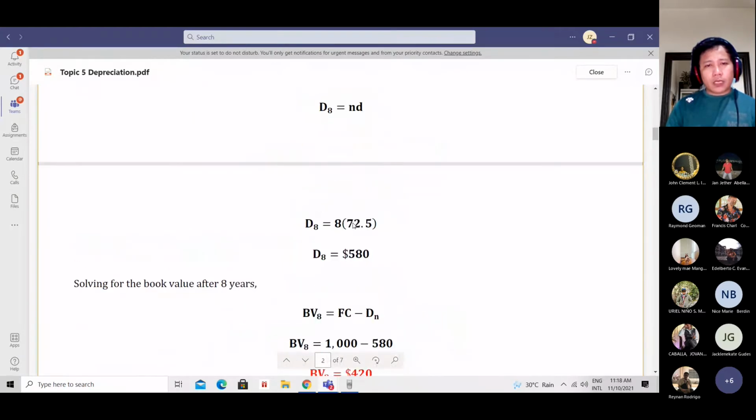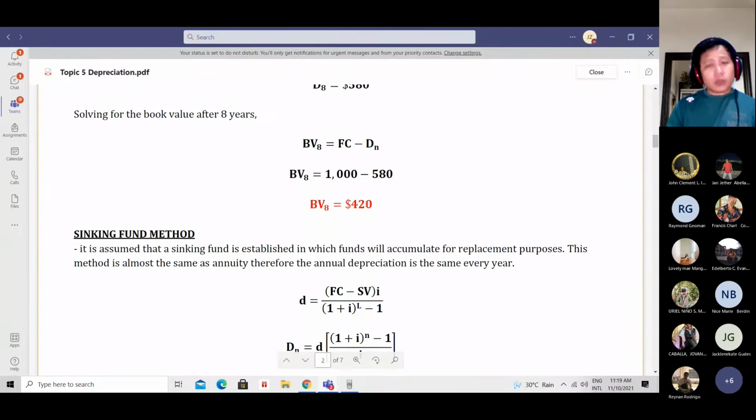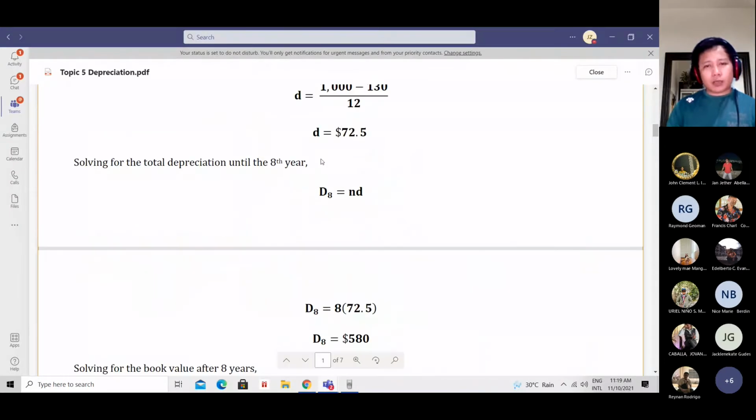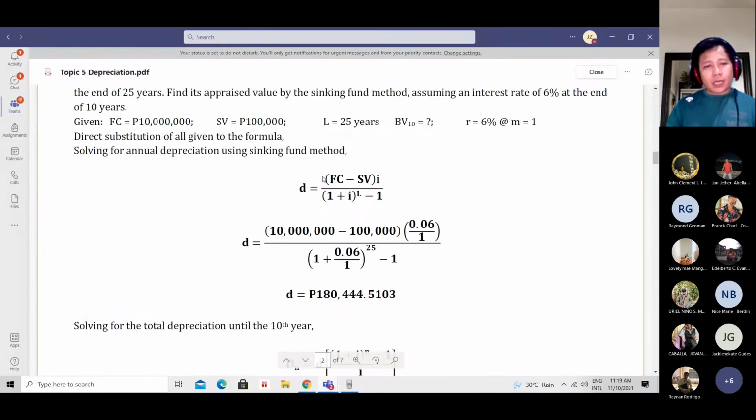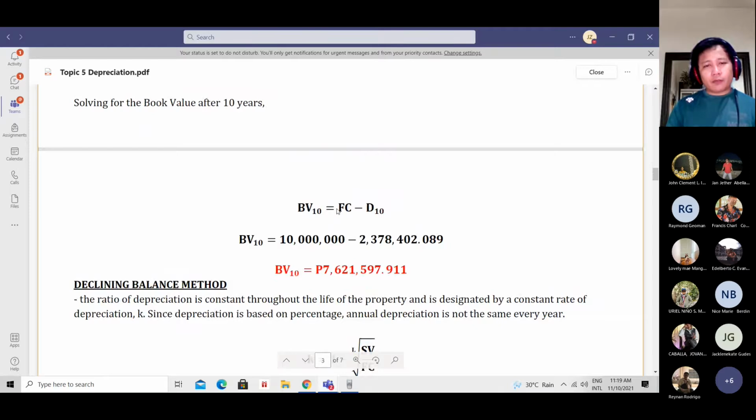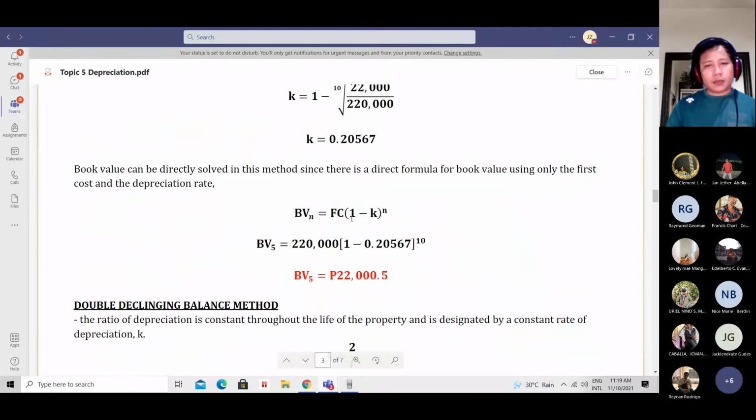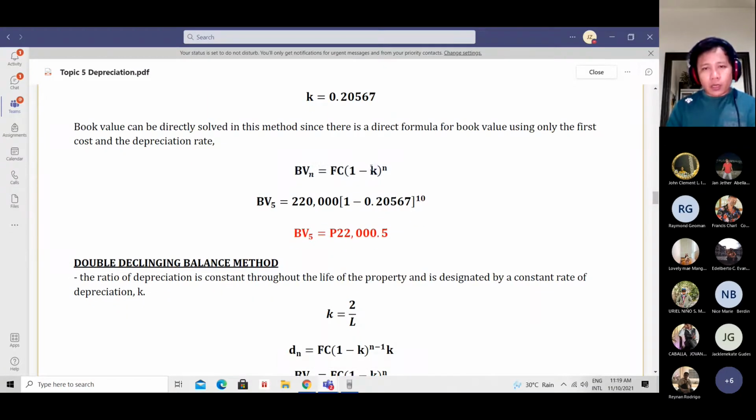Ang topic nga needs annual depreciation or total depreciation, that was only the sinking fund method and the straight line method so far. These are the only two methods so far that your book value is dependent on the total depreciation or the annual depreciation itself. For declining and double declining, you have a direct formula. Diretso na basta declining or double declining. You only need to recall the formula for the depreciation rate K. That's what's important for declining, double declining balance method.